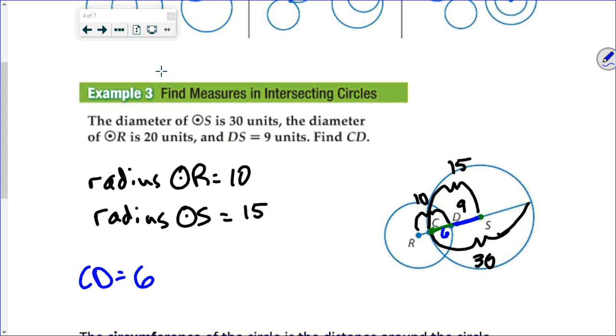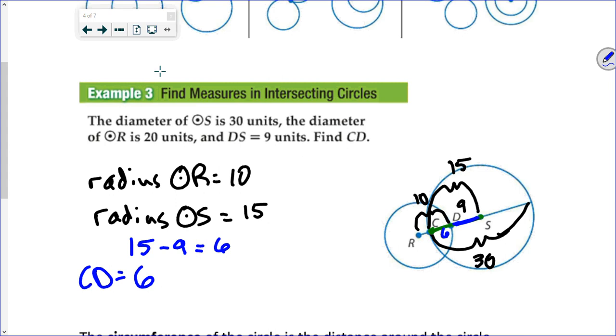But again, the math that happened there: we had to find the radius of S first. We knew that was 15. So 15 minus the 9 that was SD gave us 6, which was CD. All right, so a little bit of problem solving there.